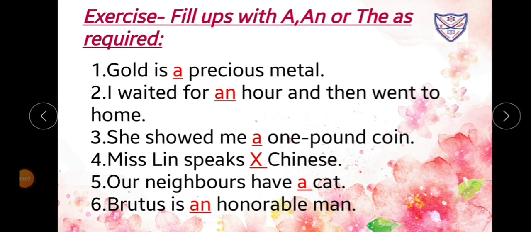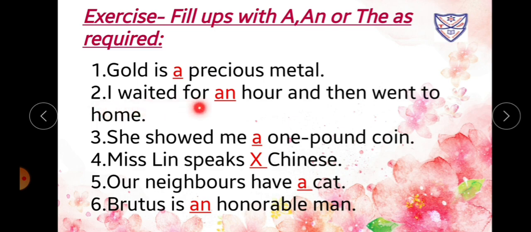Now let us start with this exercise. Fill in the blanks with a, an, or the as required. First one, gold is a precious metal. So over here, precious, this word starts with a consonant sound, and that is P. So for a consonant sound, which article will we use? We will use A. So A is used over here as an article.